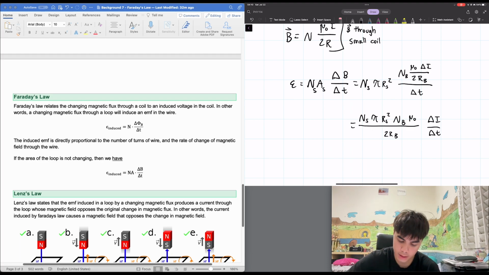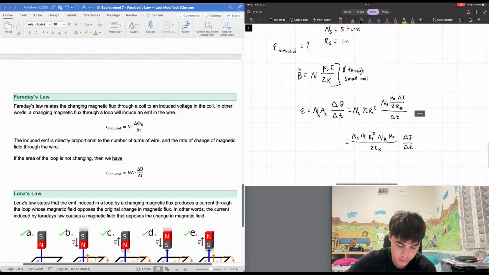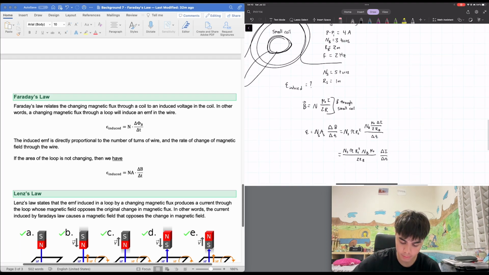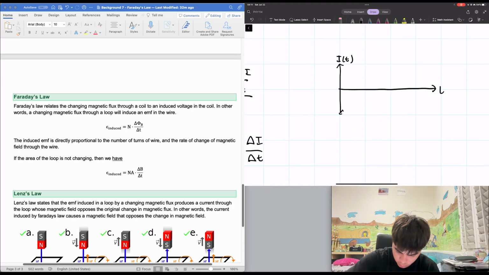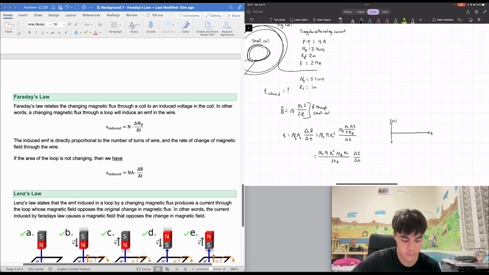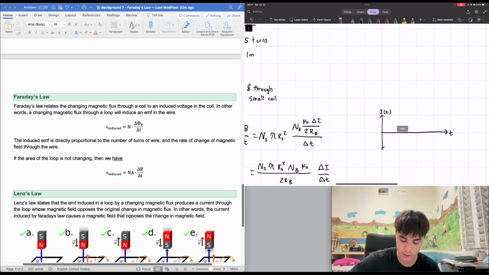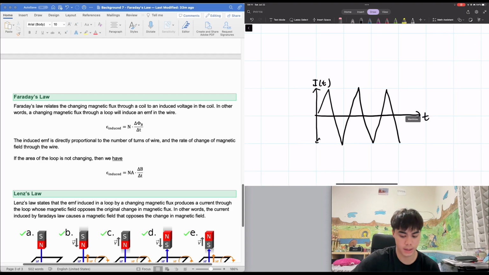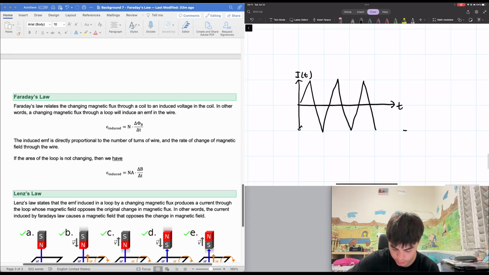Now we're left with delta I over delta t. We want to know the change in current over the change in time. Again, we're going to have to draw a graph of the current versus time, so I will do that now. We know that the peak-to-peak current is 4 amps and that it is a triangular alternating current. We also know that the frequency is 2 hertz. This means I can label this bottom current at -2 amps and this top current at 2 amps.